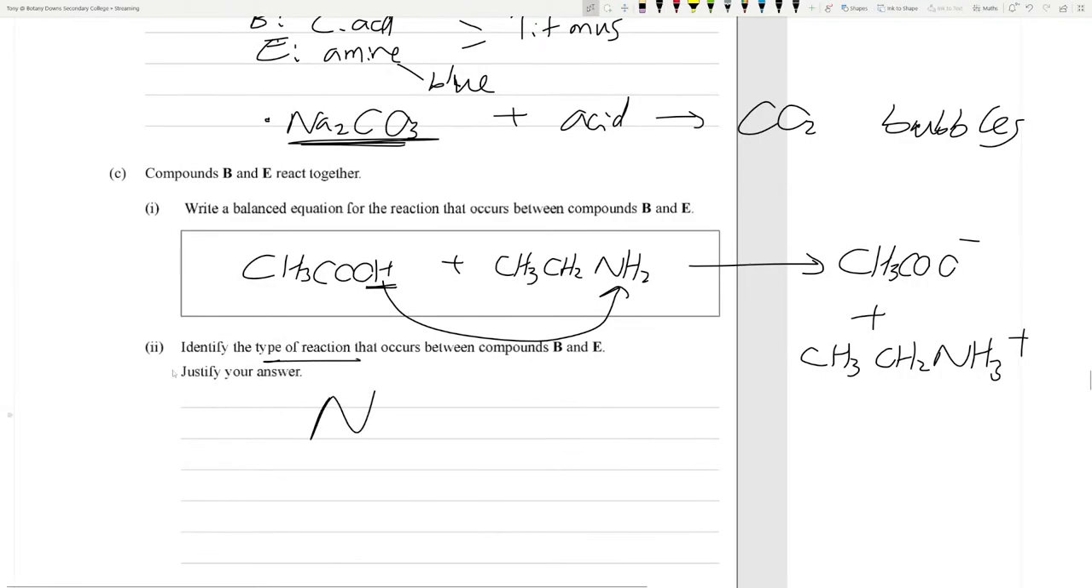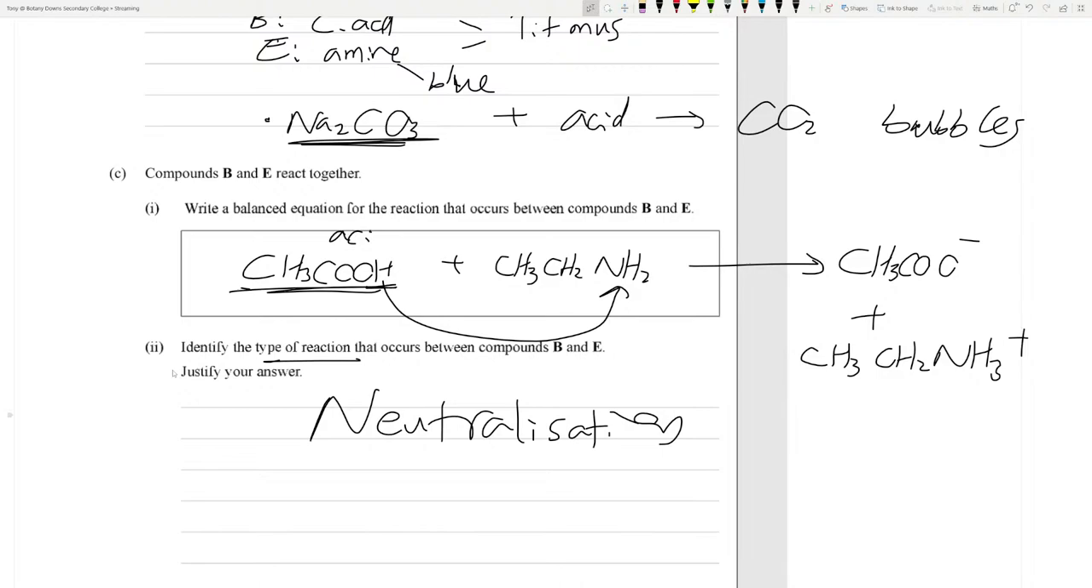This is year 11 stuff. This is neutralization. What is happening here is that the amine is a weak base, and this is a carboxylic acid, which is acidic. Acid plus base neutralize. You have the donation of H plus to the other one.